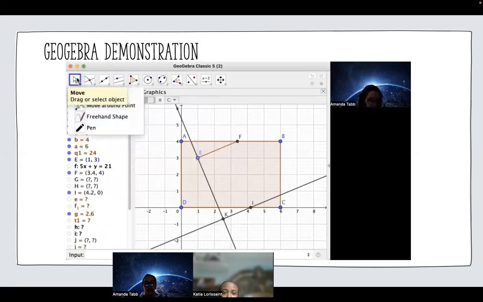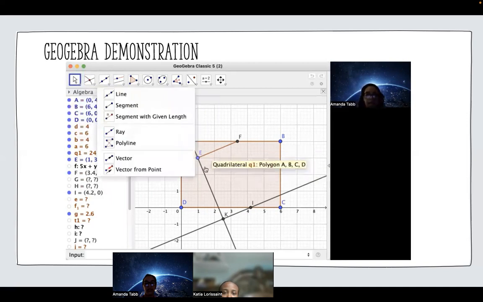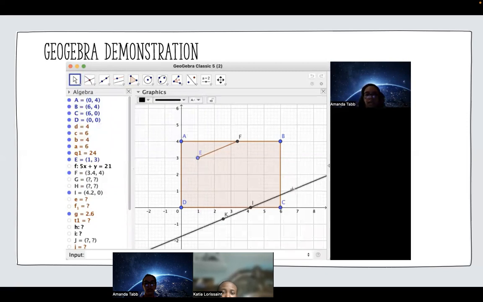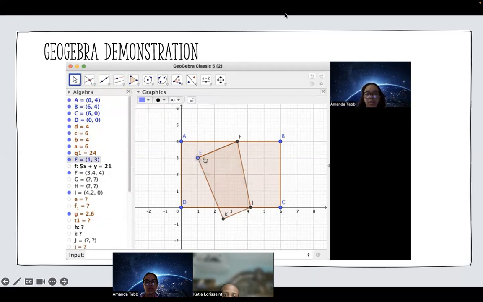Perfect. Now we're going to hide the two lines. We're going to hide this line and hide this line. And now we're going to make a polygon EFIK. So polygon tool, EFIK, and then back to E again. Now we can drag the point E anywhere inside the rectangle to simulate the origami folding. Let's try it.